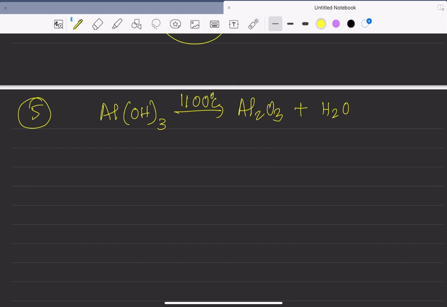So what do they want? They want you to write the equation. You can even balance this equation. Last time I balanced it. You just put 2 here and 3 there. The equation is balanced.